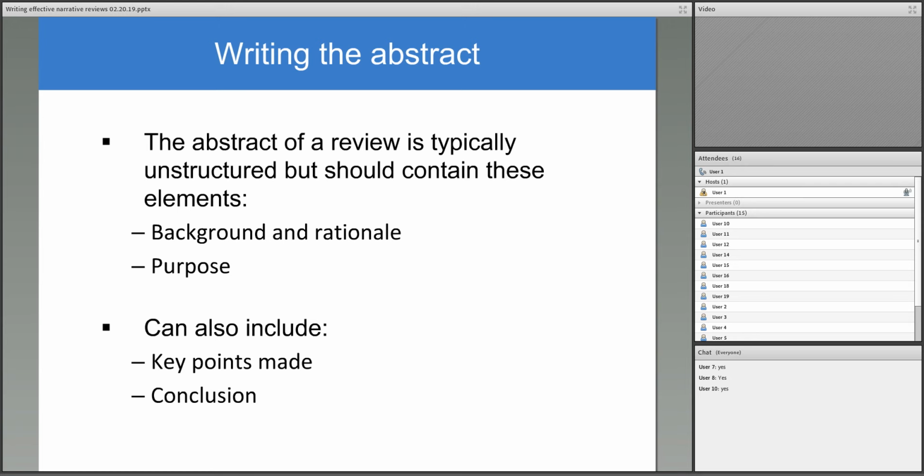You should also consider providing a conclusion statement at the end of the abstract, especially if the purpose of the review was to answer a question or resolve a controversy. Including the conclusion is helpful to readers who cannot access the full article or want to gauge the take-home message before deciding whether to go on to read the rest of the review.